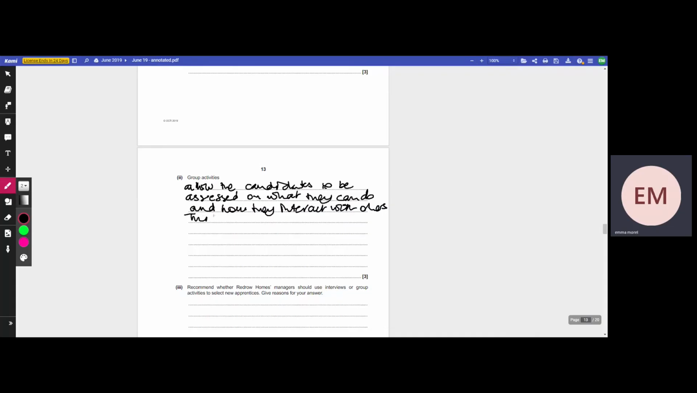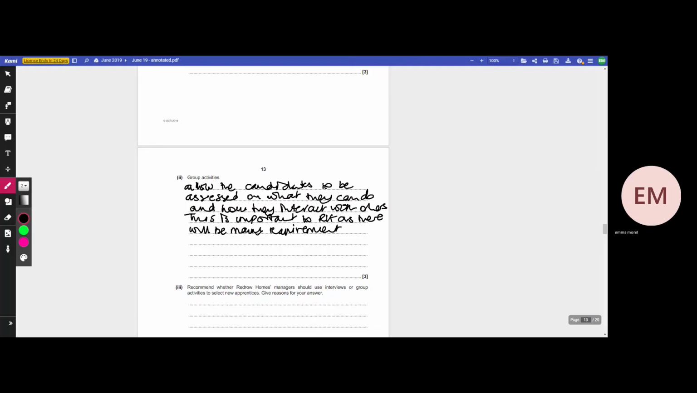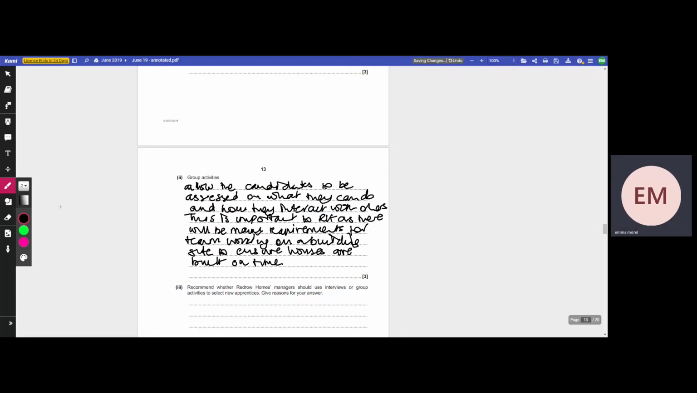Okay, so that's my understanding mark. This is important to Redrow Homes as there will be many opportunities or many requirements for team working on a building site to ensure houses are built on time. So I'm going to get my understanding mark for saying that they can be assessed on what they do. I've said why it's important, Redrow Homes, many requirements for teamwork on a building site. So that's my application mark. And then because they're working as a team, that will ensure that houses are going to be built on time.